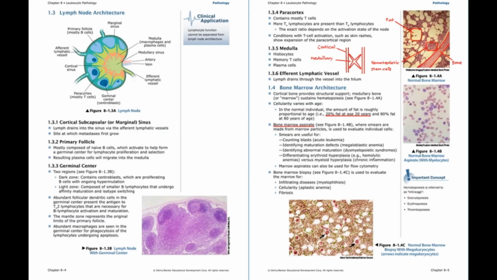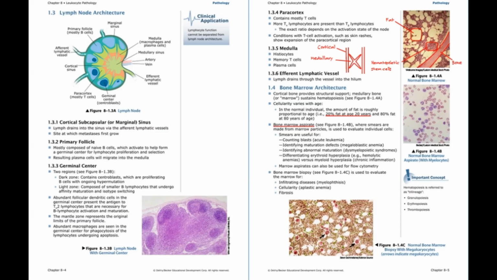After you've finished your aspirate, you're going to then take the handle of the needle and literally drive it into the bone, cutting out an actual core of bone about the thickness of the tip of a pen and typically about 1 centimeter long. And we're going to use that to see the architecture, which is illustrated in figure 8-1.4a and figure 8-1.4c.